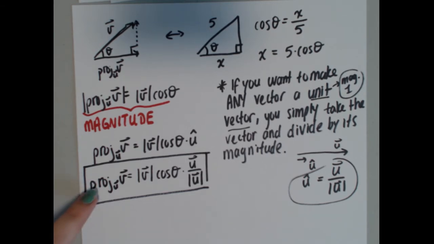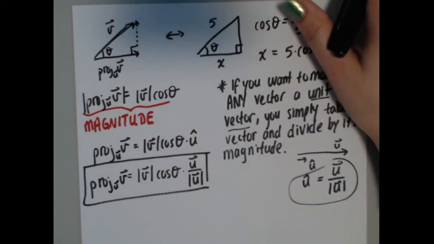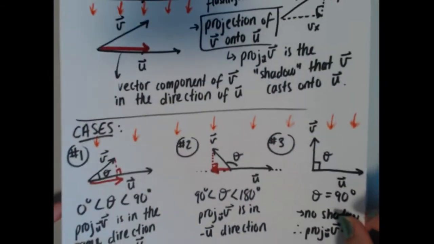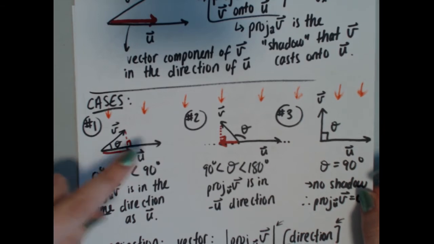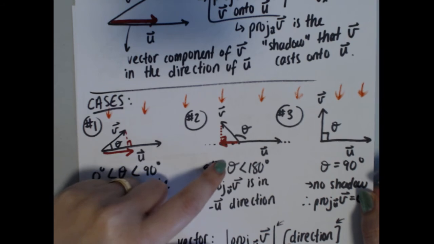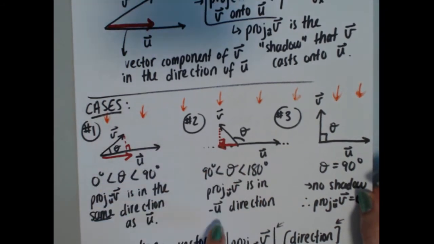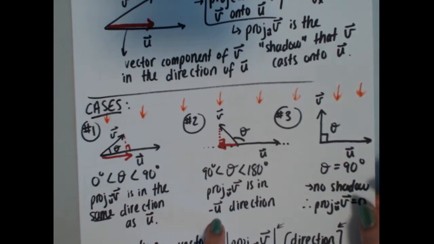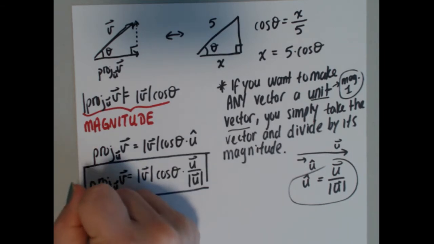Now this is assuming that the projection is in the same direction as u, because that's what I'm trying to imply here. But based on our second case, let's go back to the cases, it doesn't necessarily have to be in the same direction as u. It might be in the opposite direction. So if theta, for example, is 135 degrees, that's not between 0 and 90. And that means that my projection is in the opposite direction of u, in the minus u direction. And so if that's the case, all we have to do is multiply by minus u over the magnitude of u.